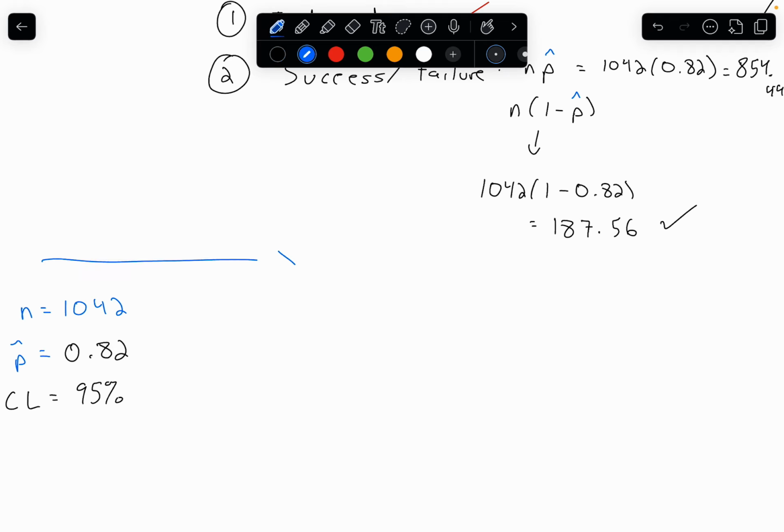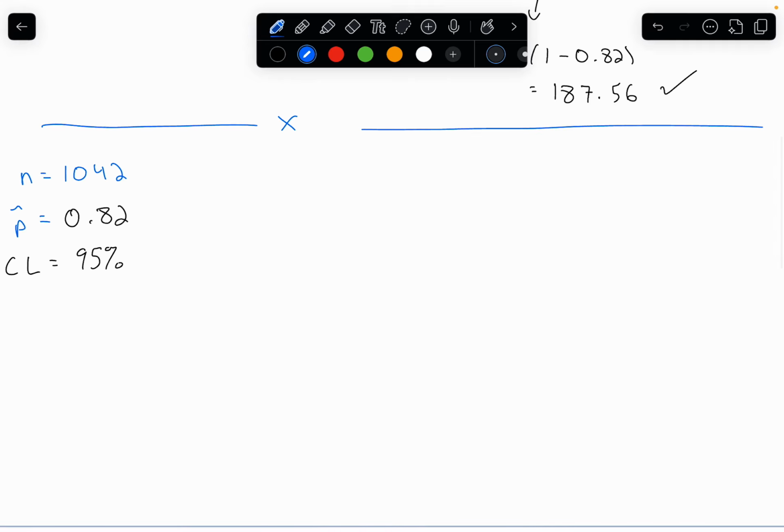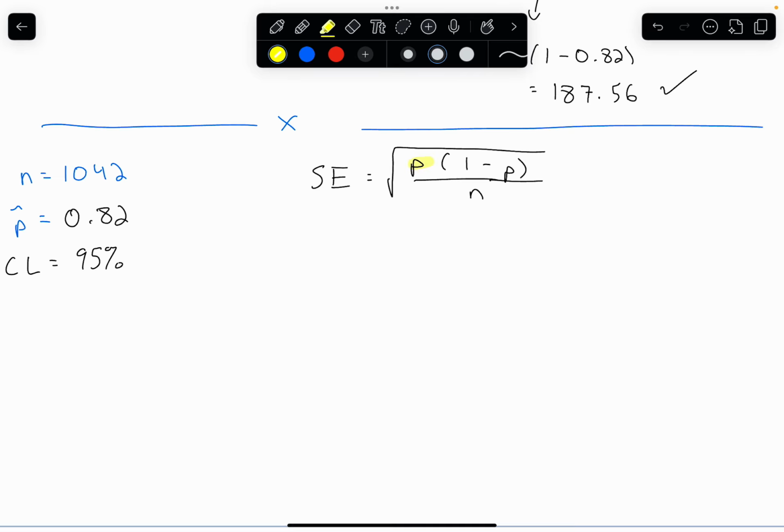So if I'm going to go ahead and build a confidence interval, the very first thing that I need to do is find my standard error. So the standard error, from our central limit theorem section, said square root of p times 1 minus p divided by n. But I just said I don't know what p is. We don't have that value. So instead, we're going to use p hat for those calculations.